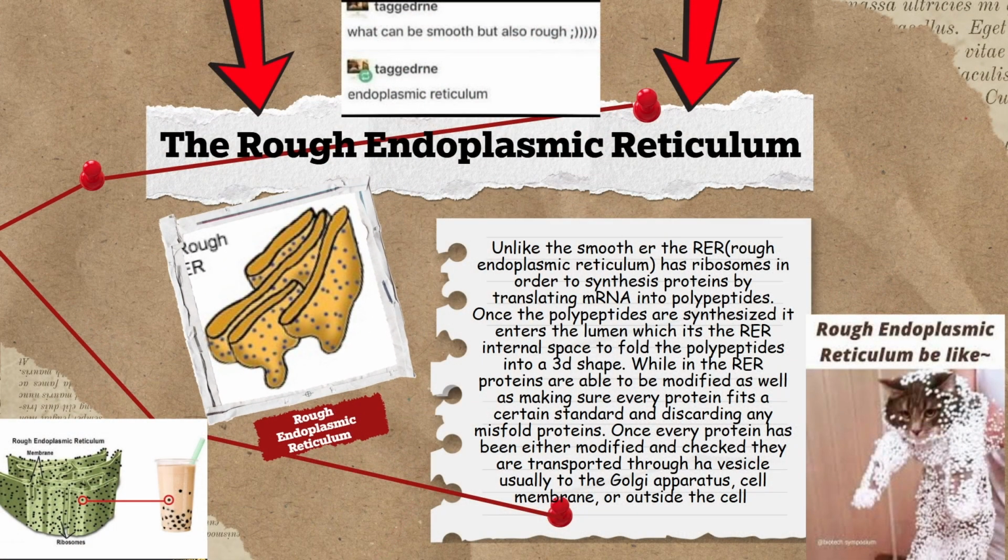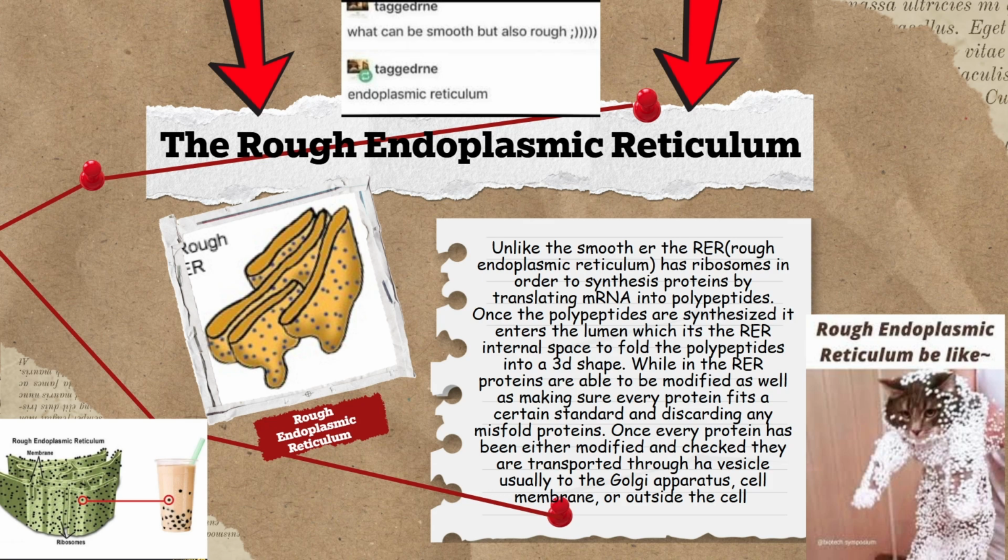The rough endoplasmic reticulum. Unlike the smooth ER, the RER, rough endoplasmic reticulum, has ribosomes in order to synthesize proteins by translating mRNA into polypeptides. Once peptides are synthesized, they enter the inside of the rough ER in order to be folded into a 3D shape. While in the RER, proteins are able to be modified so they can get sugars and other stuff.